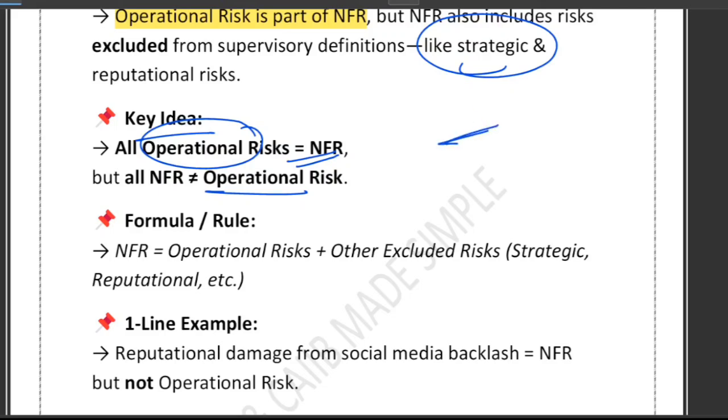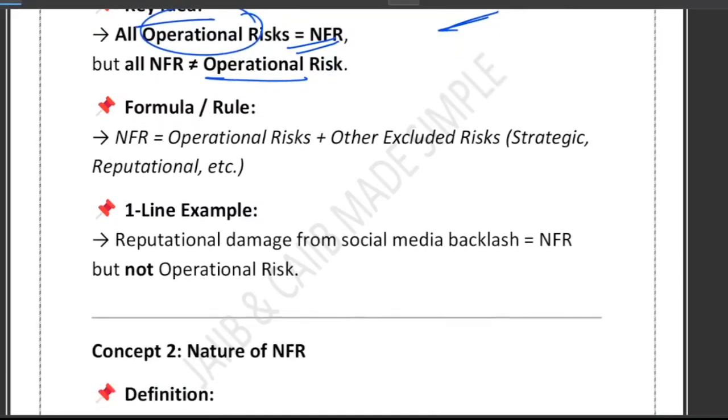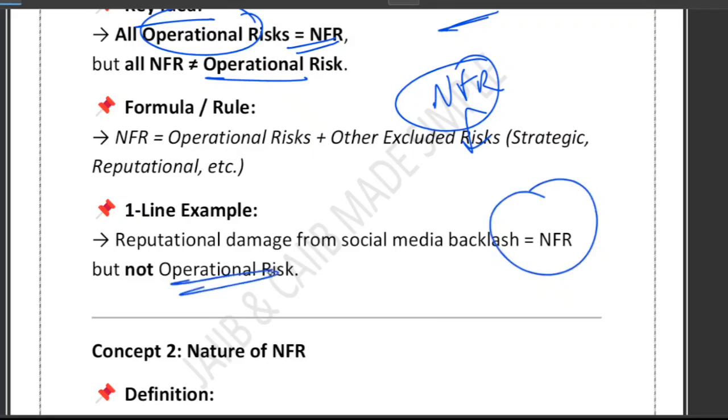For example, let's suppose a bank suffers a social media backlash that damages its public reputation. So this is basically what we call NFR, but it is not counted in operational risk, right? Suppose there is reputational damage from the social media backlash. So it is NFR, but you cannot count it under operational risk. So I hope the difference between operational risk and NFR is crystal clear.